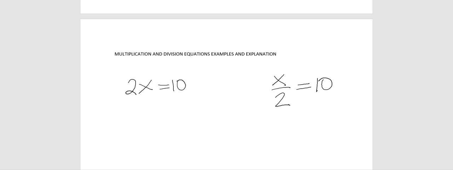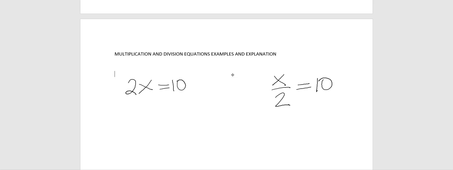This video is to explain a little bit more about multiplication and division equations. The two equations I have here are one is solved using multiplication and one is solved using division. You have to be careful because when we talk about what property is being used to solve this equation, that's an inverse operation that you use to get x by itself.